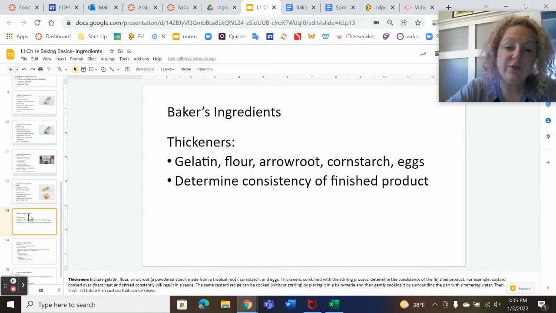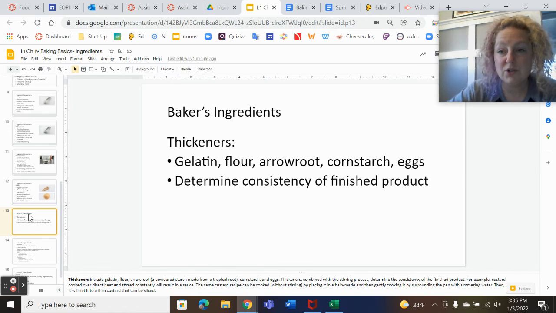Thickeners are also used as a baker's ingredient. So gelatin, flour, arrowroot, cornstarch, eggs themselves are thickeners. So thickeners are going to be the difference between, say, pudding or pie filling versus like chocolate milk.